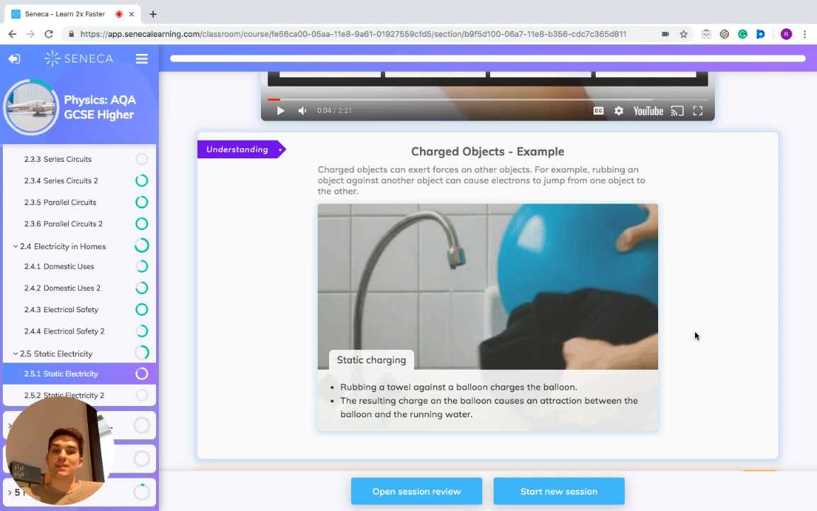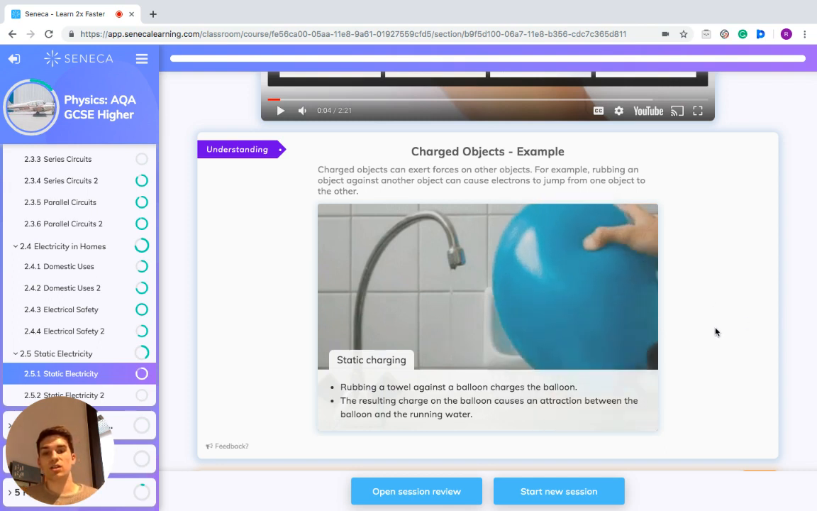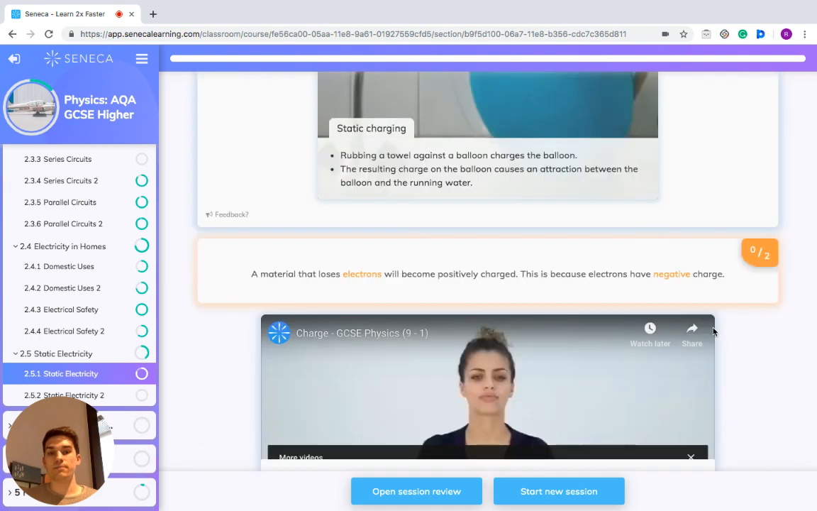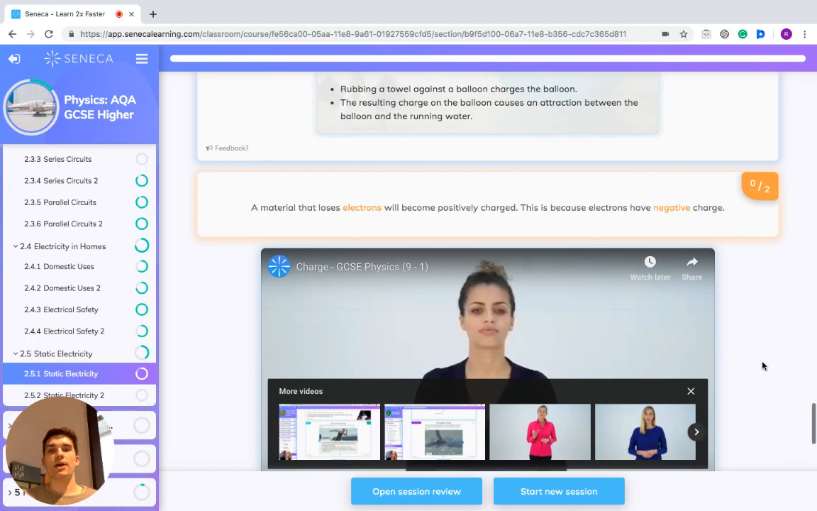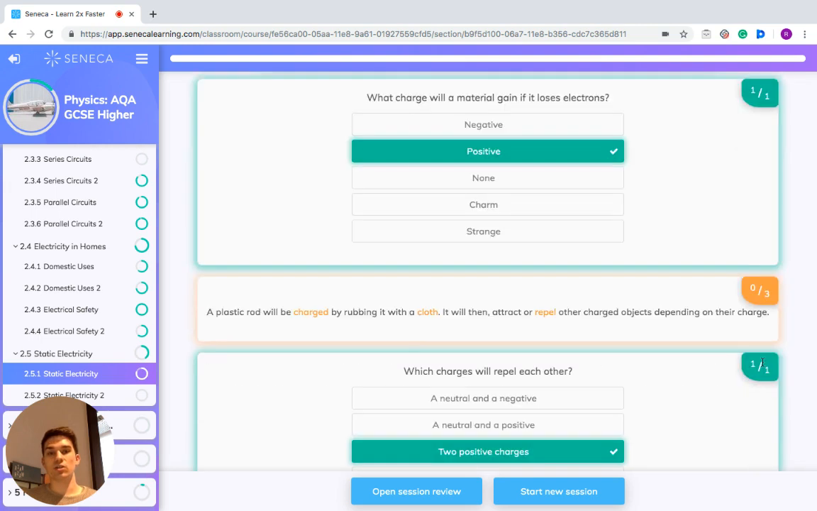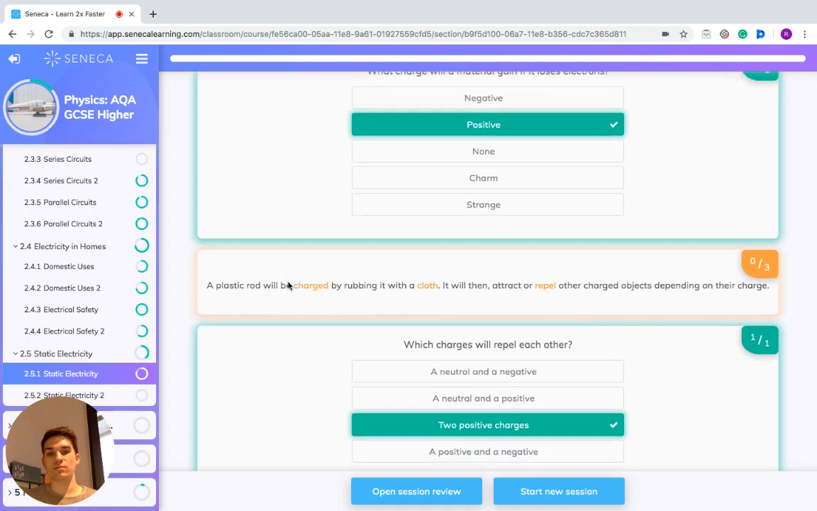So, for example, rubbing a towel against a balloon will charge it. This will put a charge on the balloon, causing an attraction between the balloon and some running water. Now, a material that loses electrons has a positive charge, and this is because electrons have a negative charge. And conversely, a material that gains electrons will be negatively charged.